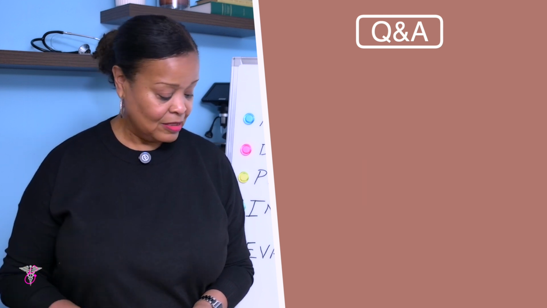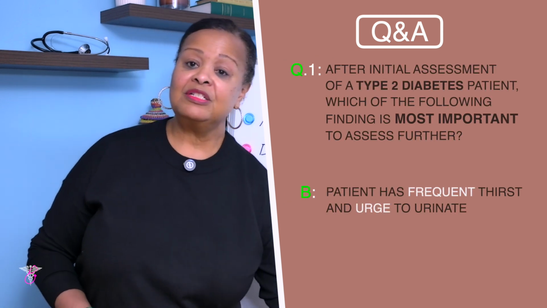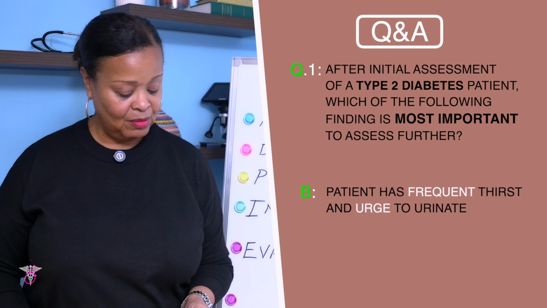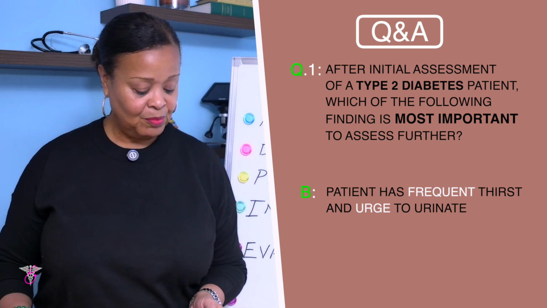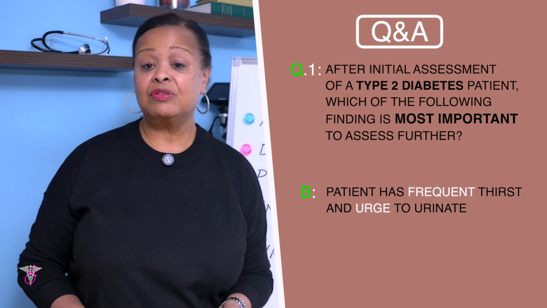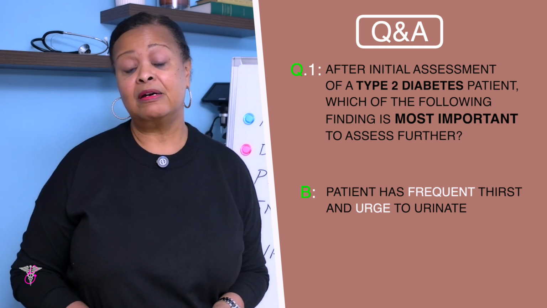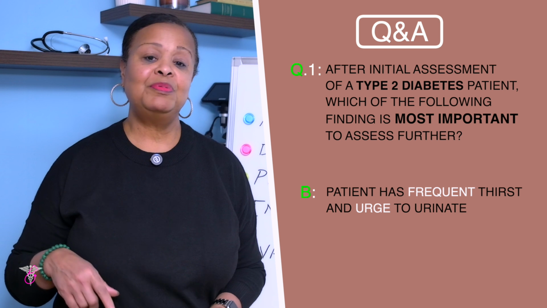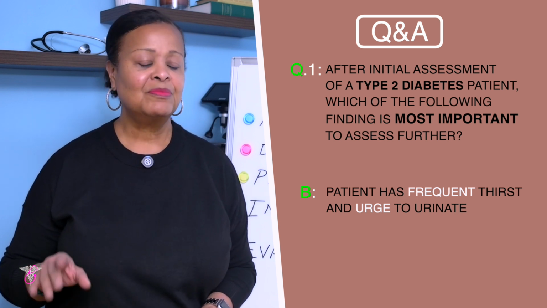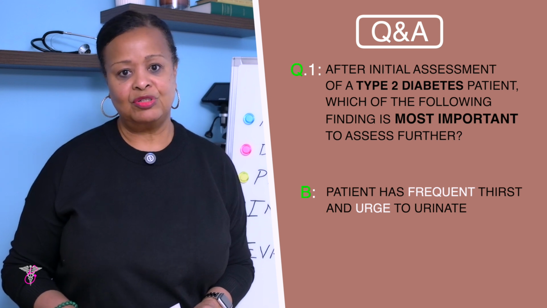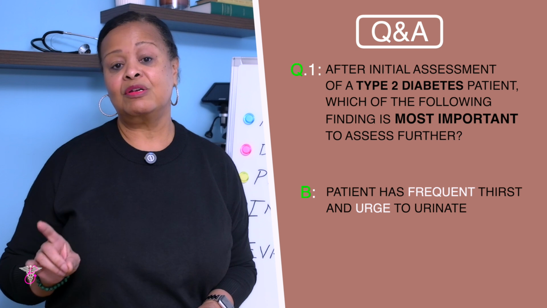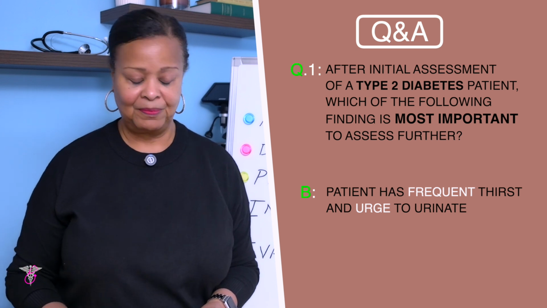All right. So the answer to the first question was B. B as in boy. And the rationale behind that is if the person complains of frequent urination and increased thirst, we know that's a classic sign of diabetes. Pee, pee, pee, and drink, drink, drink. A person complains of that and it's a sudden change for them, then 9 times out of 10, they really do have some sort of alteration in glucose that's going on and they need further testing.